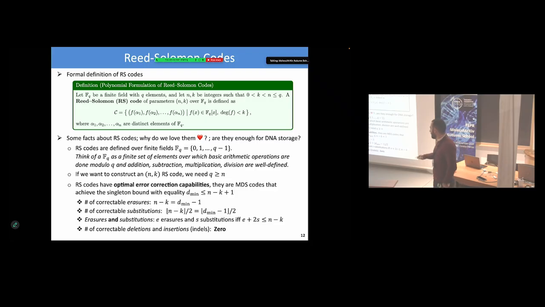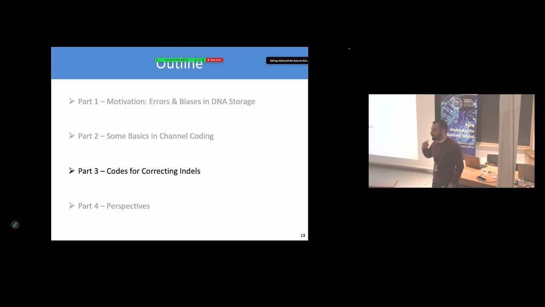Any question before I move to the third part? But if the insertion is something that is not falling within your polynomial graph, you could identify it as an insertion.